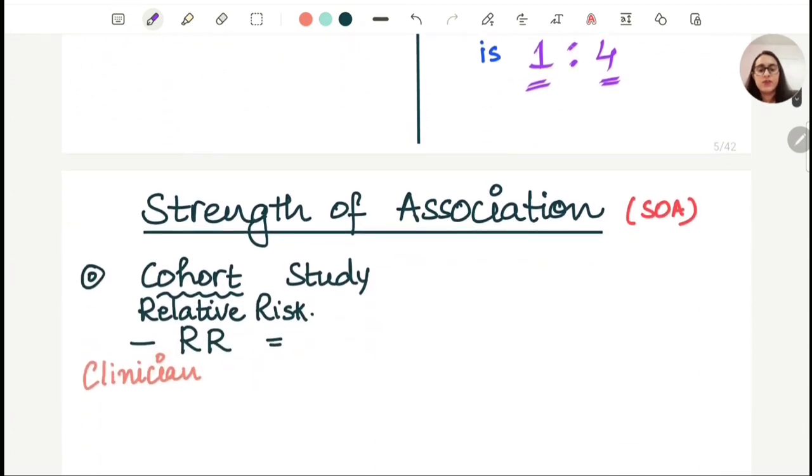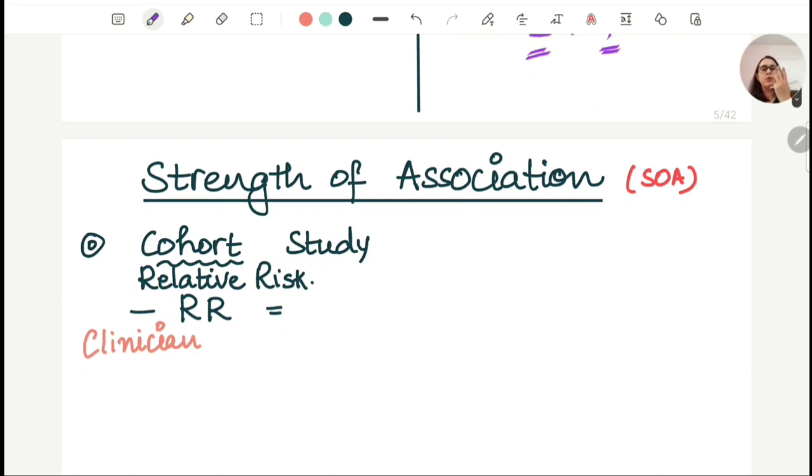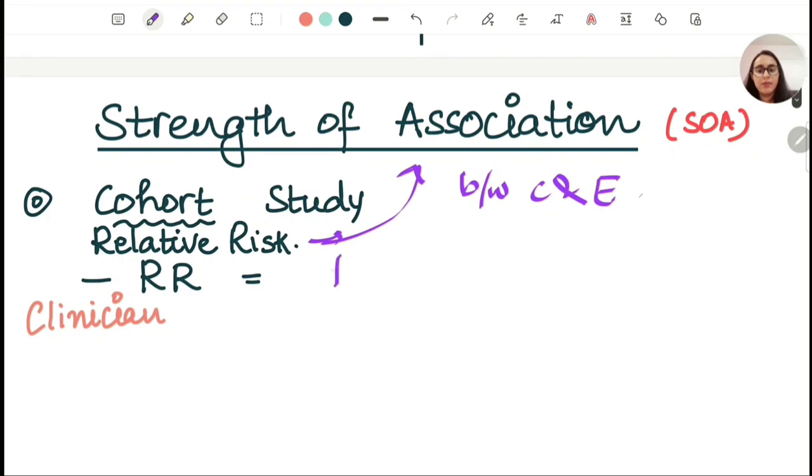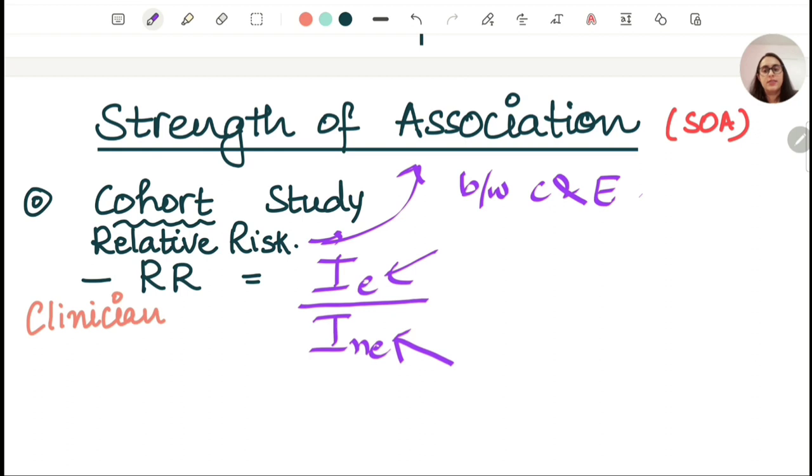Talking about strength of association for a cohort study, we'll be studying three risks: the relative risk, attributable risk, and population attributable risk. Relative risk is the most important indicator in studying the strength of association. It measures the strength of association between the suspected cause and effect. Relative risk is determined by incidence of exposed divided by incidence of non-exposed. This tells about the risk of having disease in an individual.